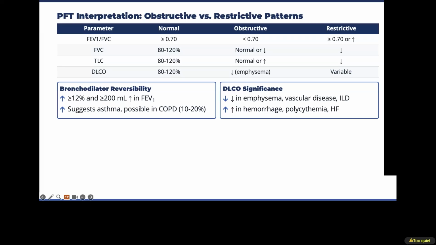So when you interpret a PFT, follow this order. You're going to look at the FEV1 to FVC ratio. That will tell you obstruction versus restriction. Check the total lung capacity to confirm restriction or hyperinflation. Review the diffusing lung capacity to determine if the gas exchange surface is intact. And then this will keep you from overinterpreting a single number. You want the whole picture to make sense to you.